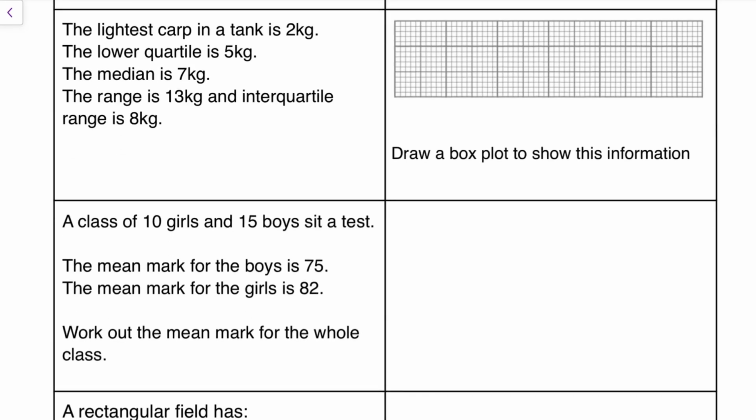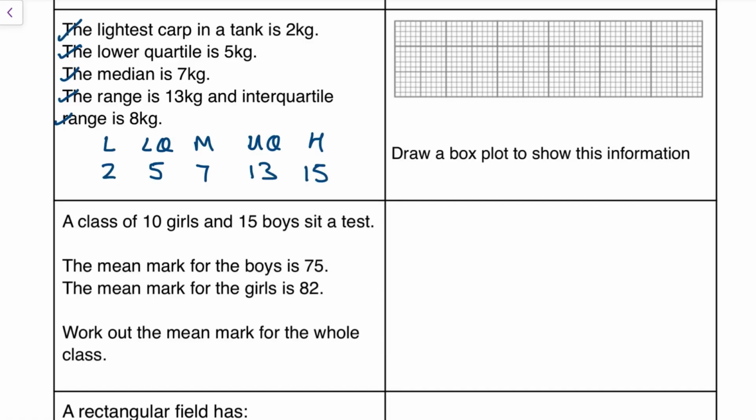Draw a box plot. Okay, so in order to draw a box plot, I need the lowest value, the lower quartile, the median, the upper quartile, and the highest value. So what am I given? I'm given the lowest value, which is 2. I'm given the lower quartile, which is 5. I'm given the median, which is 7. The range is 13, which means the highest value is 15, 13 plus 2. And the interquartile range is 8, so 5 plus 8 is going to give me 13. So I've got all the figures that I need.